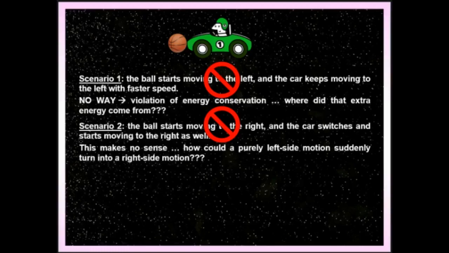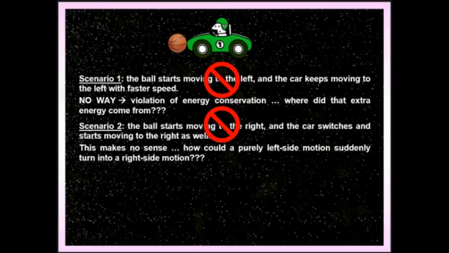Is that possible? No. Energy conservation. Where did that energy go? It had to go into some motion, even if that motion is very, very small. Okay? The ball moves to the left and the car moves to the right.